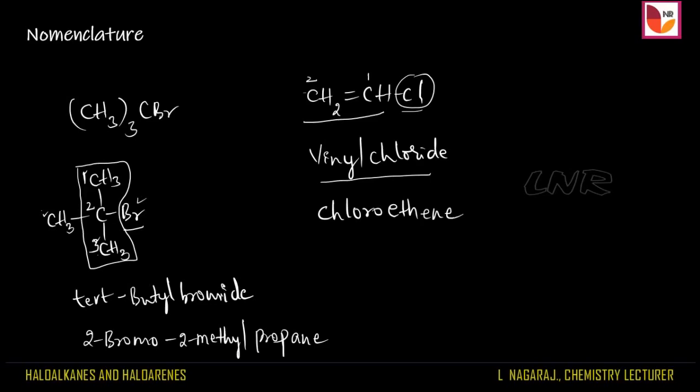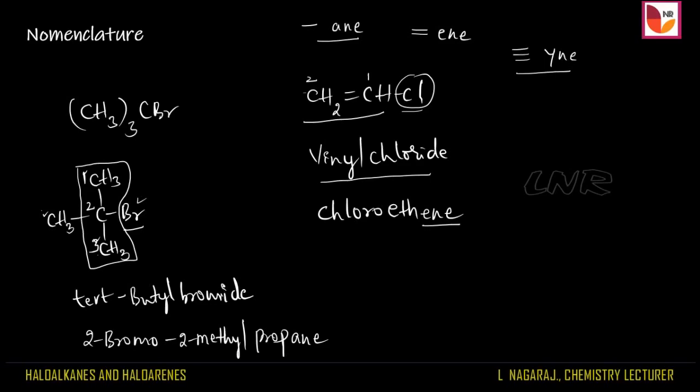So chloroethene, not ethane, because between the carbon atoms it contains a double bond, hence it is represented as ene. If the molecule contains a triple bond, it is represented as yne. That is, if between the carbon atoms it contains single bonds, it is represented as ane; double bonds, ene; and triple bonds, yne.